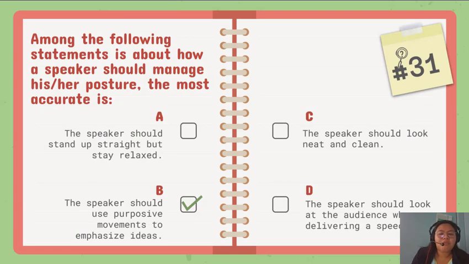Option A is more of the composure part in speaking, while C is about the physical appearance. Option D is about eye contact, but letter B is the best answer because it is a general reminder on how the speaker must do his or her nonverbal gestures, which can affect the delivery of his or her speech.